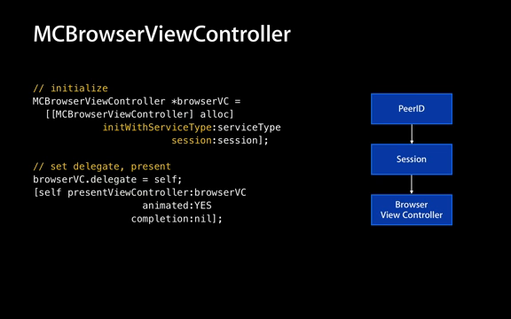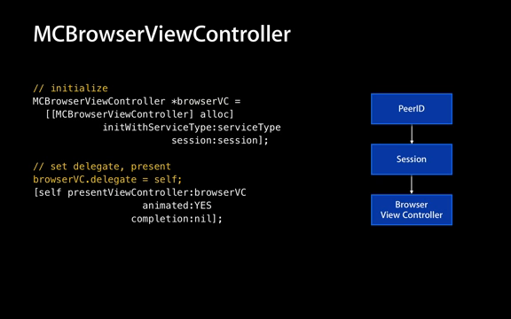The first one is a service type, and that service type has to be exactly the same as the service type that you specified for the advertiser. Namely, a browser will only see those advertisers that have the same service type. The second parameter is the session object that we just instantiated and that you want the browser view controller to use.